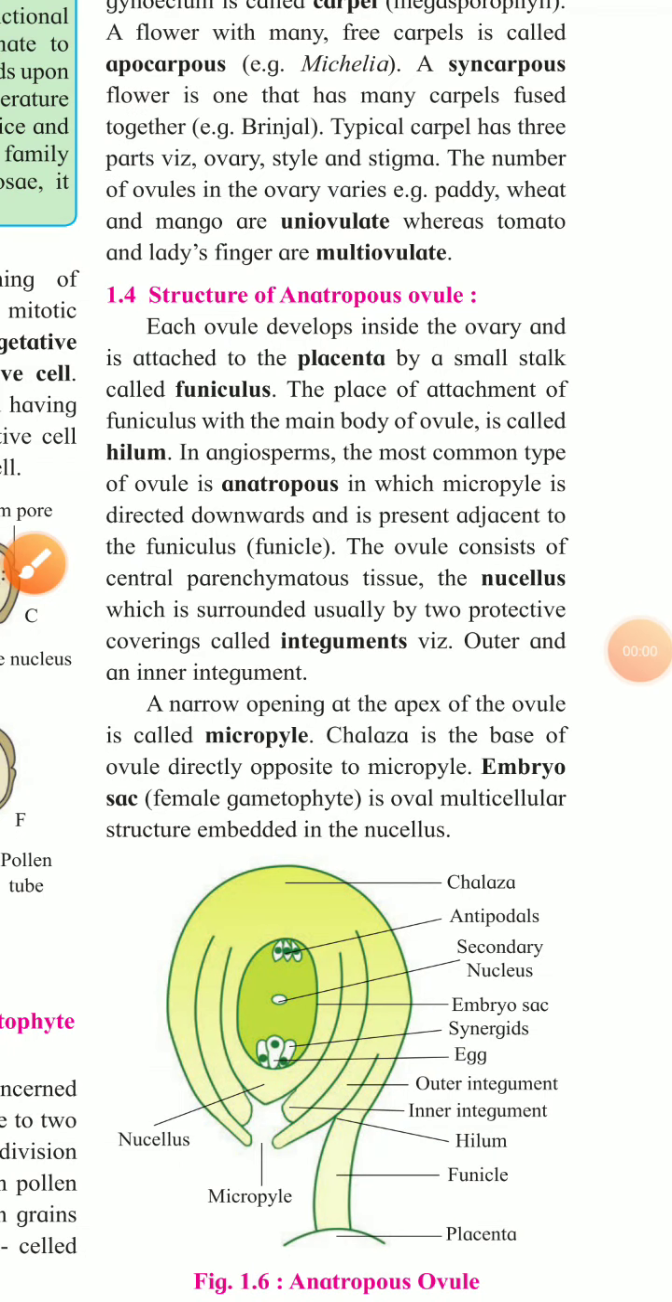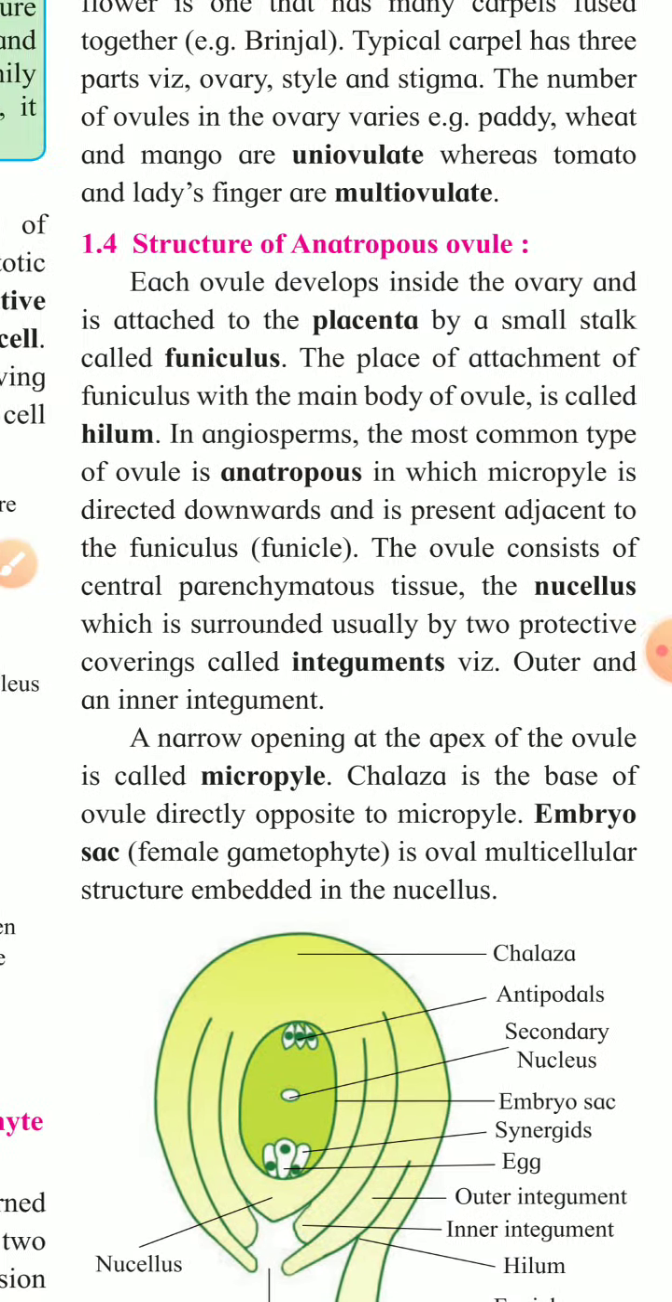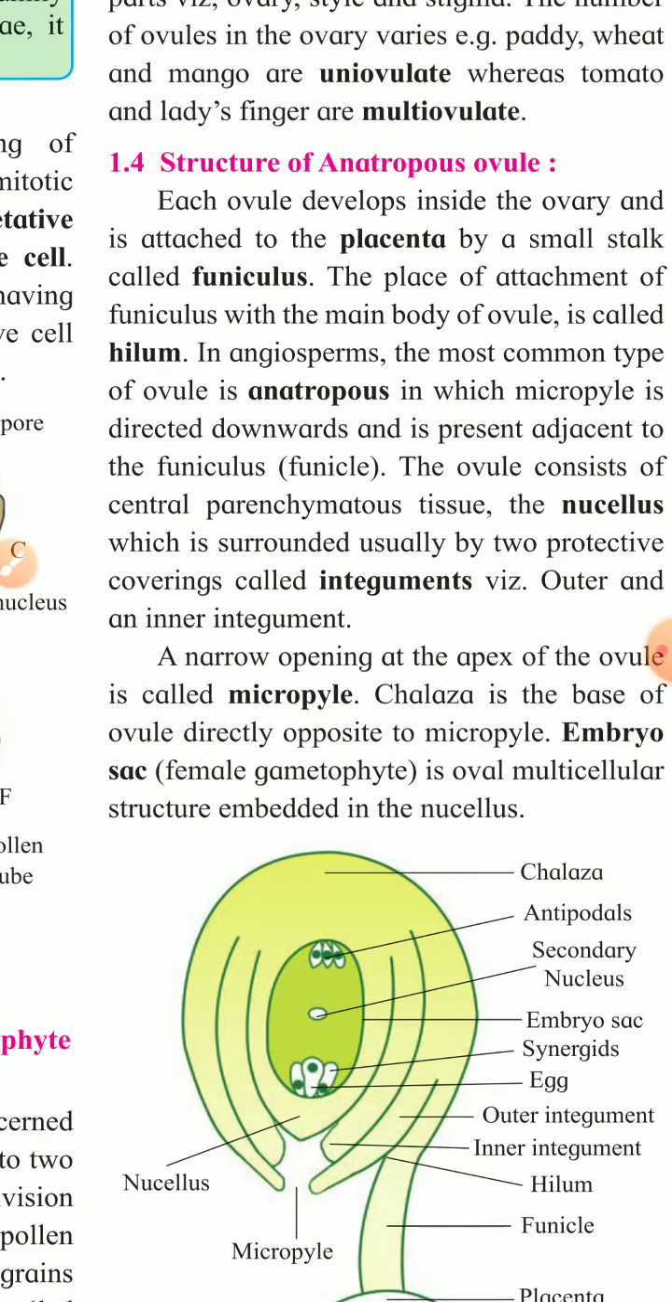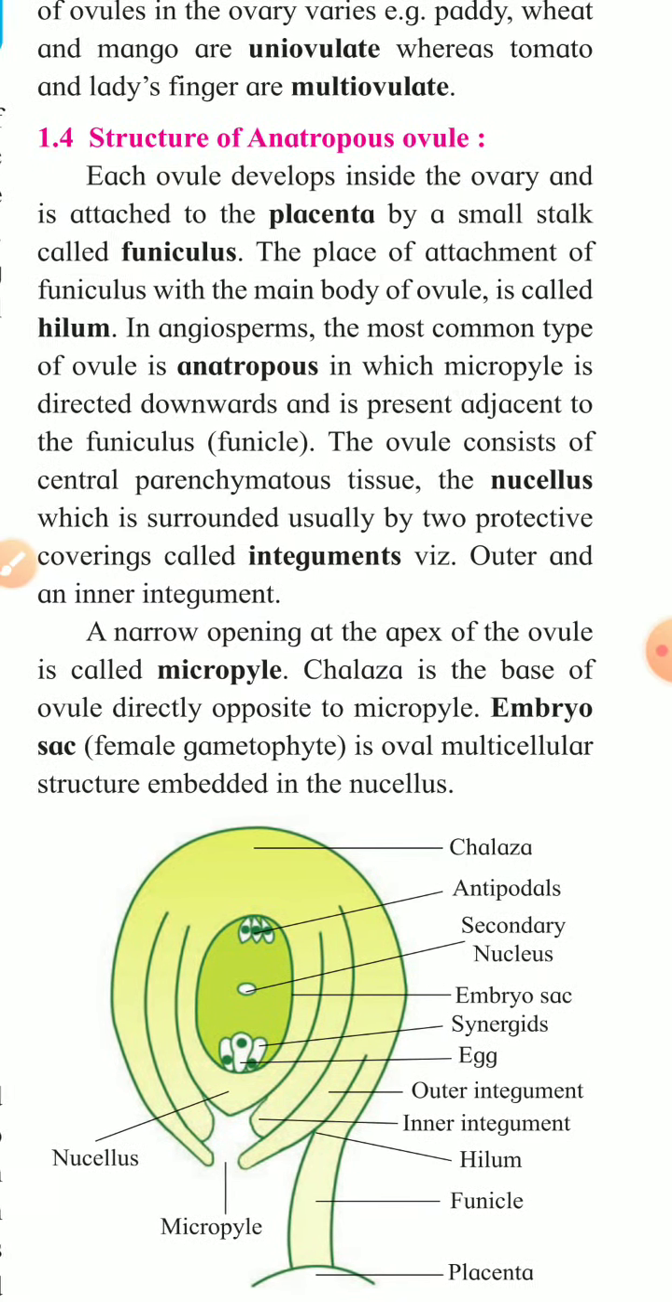Now we are starting with the next topic of reproduction in lower and higher plants. It is the structure of anatropous ovule. So our next topic is the structure of anatropous ovule. It is given on page number 4 of your textbook.